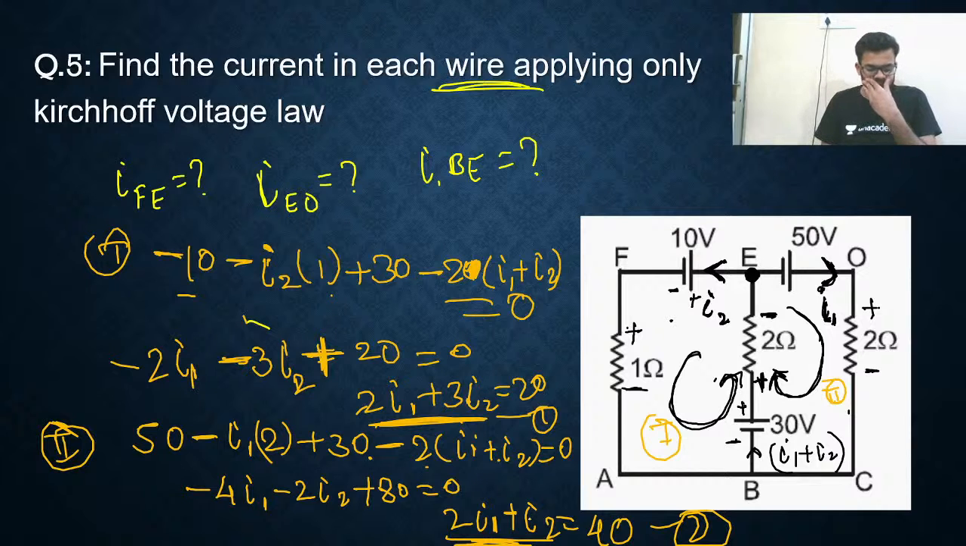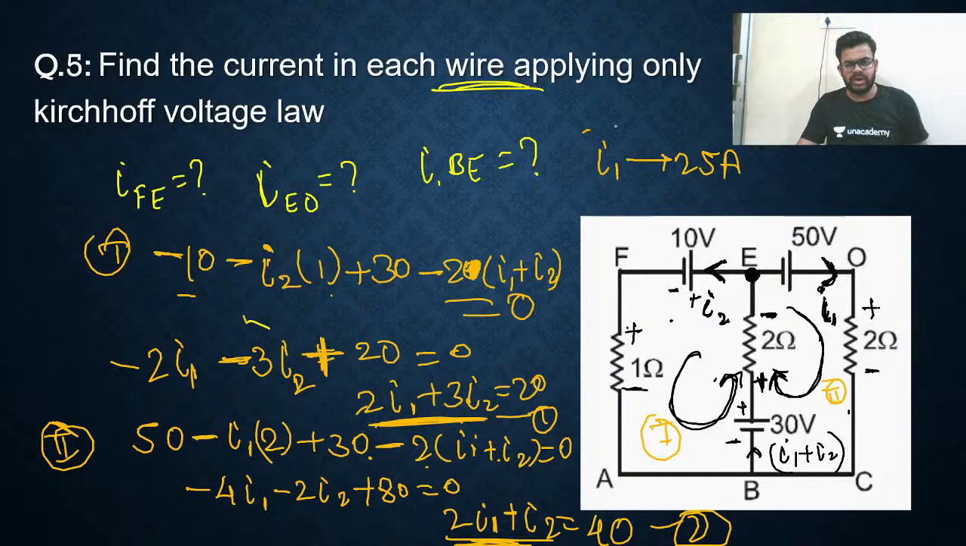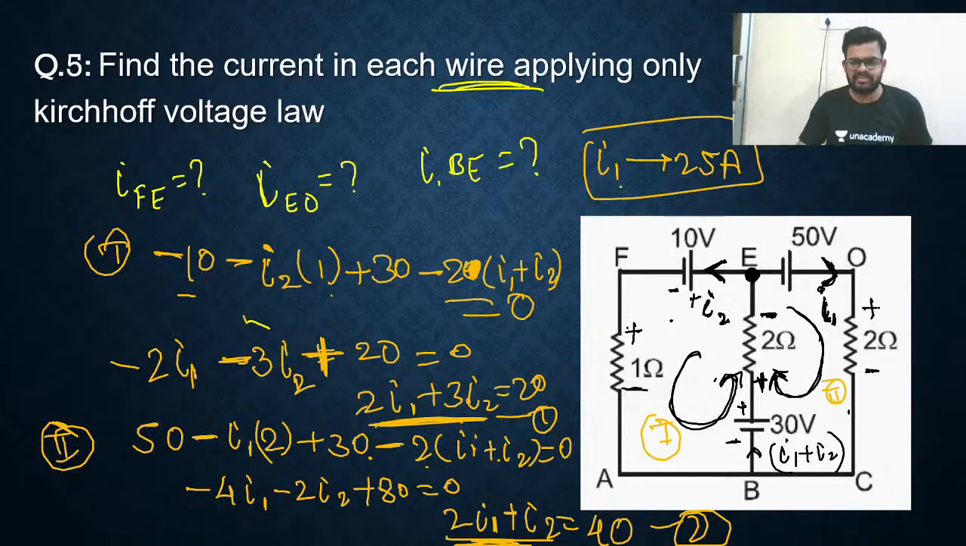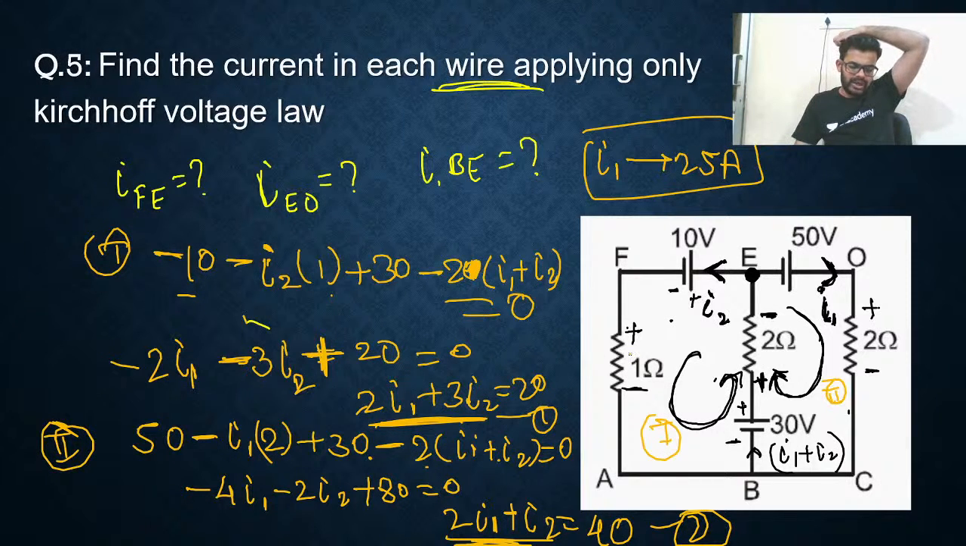So current, are you getting, my dear friends? Yes. Current I1 is coming 25 ampere, in the same direction as we have considered. Now let us talk about I2. I2 means in this branch. So I2 you are getting 10 ampere actually. But in which direction? In the direction just opposite to what we have considered, so actually minus you will get.